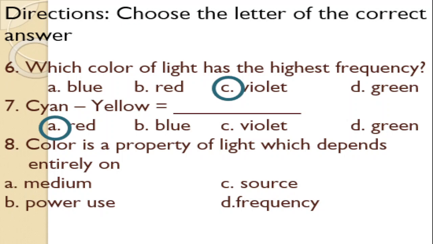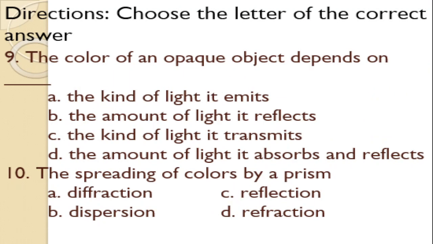Color is a property of light which depends entirely on A. medium, B. source, C. power use, and D. frequency. If your answer is frequency, then you're correct. The color depends on frequency. The greatest frequency among the colors is violet, and the least one is red. And then number 9, the color of an opaque object depends on blank.